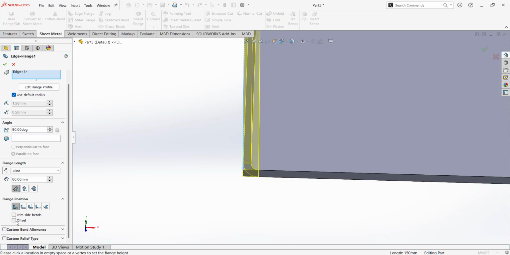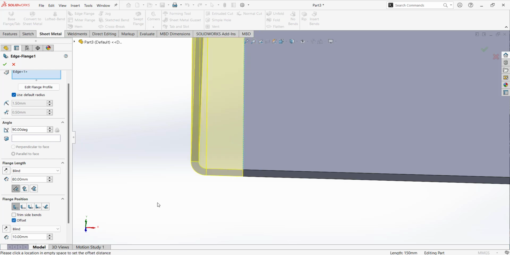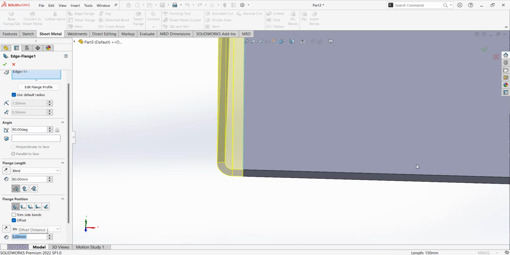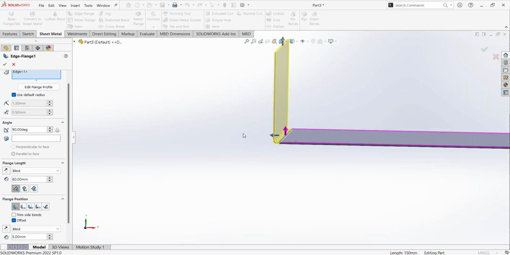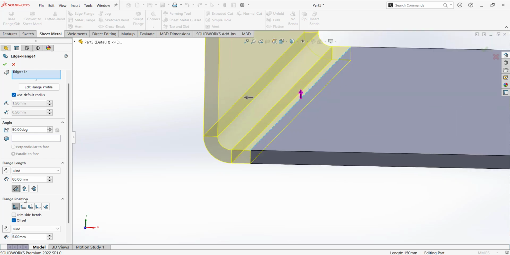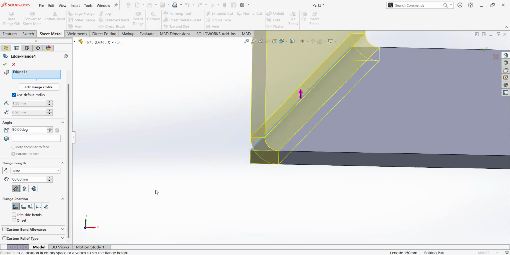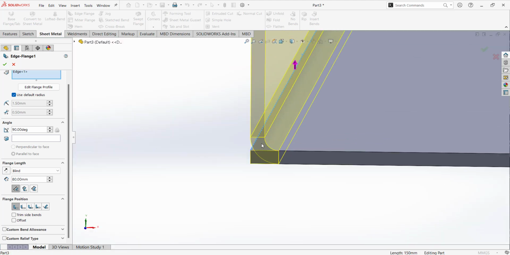Then the other command here is offset. If I want offset, I'll go for offset. The flange position will take offset distance from the edge. We can provide here the distance required, say 5 mm. So instead of coming from the edge, now the flange is coming by taking offset distance of 5 mm from the edge and then going for the height required. So it is one of the flange positions only. First we have seen all these three positions, then we have seen this offset option. Suppose if I turn off the option, again it will refer from the edge only.